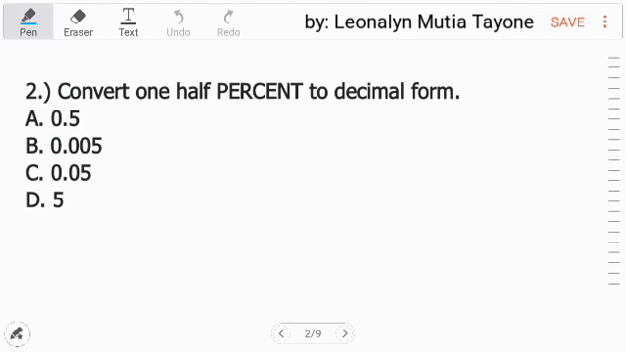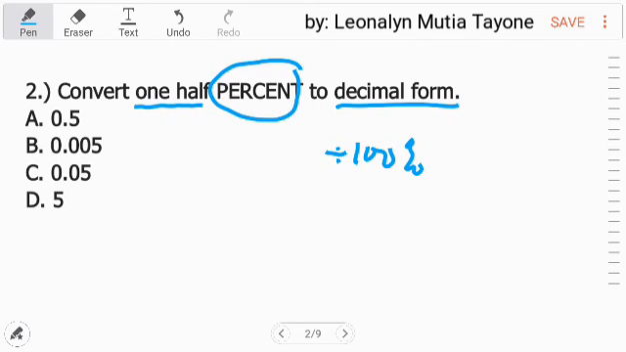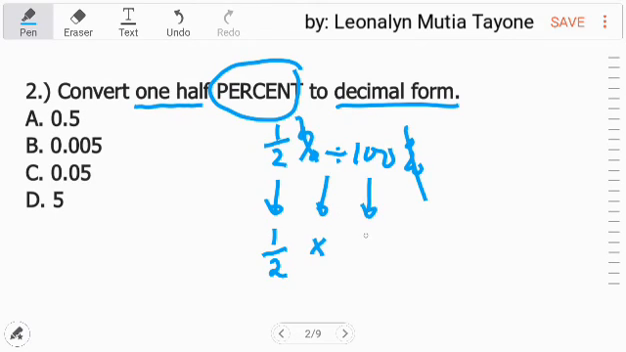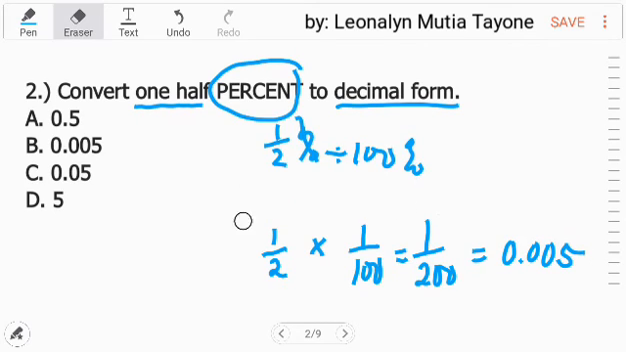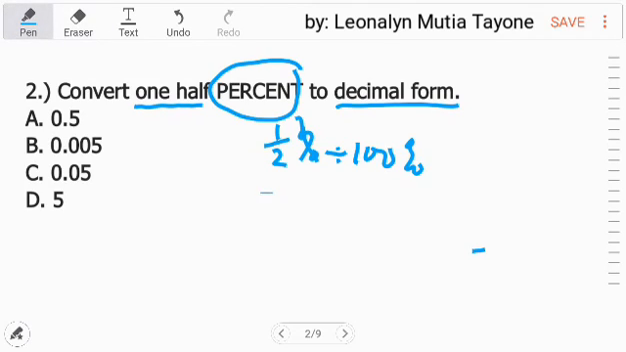Question number 2. Convert 1/2% to decimal form. When we convert any numbers na may percent sign, mag-divide tayo ng 100% para ma-cancel out itong percent sign na yan. So, 1/2%. Cancel out mo yan, 1/2 divided by 100, and this is division of fraction. Division maging multiplication, reciprocal ni 100, 1 over 100. And this is 1 over 200. 1 over 200 is the same as 0.005. Another way, i-convert mo itong 1/2% into decimal muna, 0.5%.